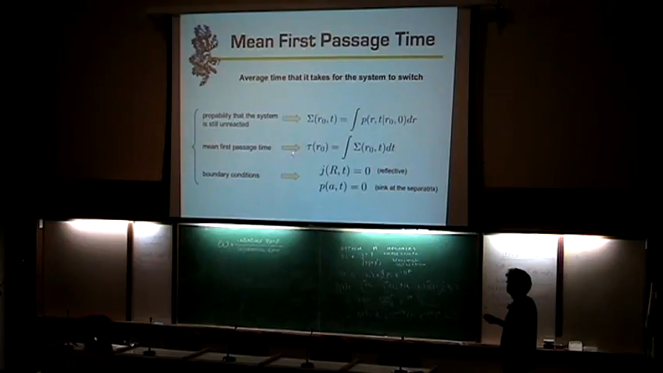And then the mean first passage time is going to be the integral over time of this quantity over here. That's going to give you the mean time that it takes to switch to the other peak. Now, the boundary conditions: you're going to set reflective boundary conditions in all of your boundaries except for the boundary where the system reacts, right? And you're just going to set that probability to 0. So your system ends over there, okay?